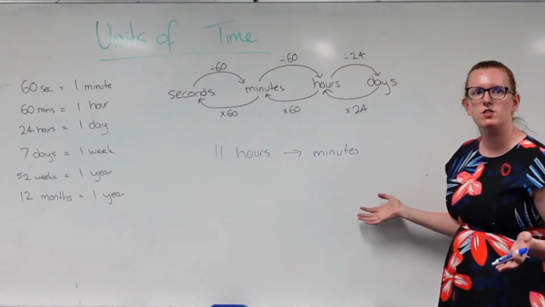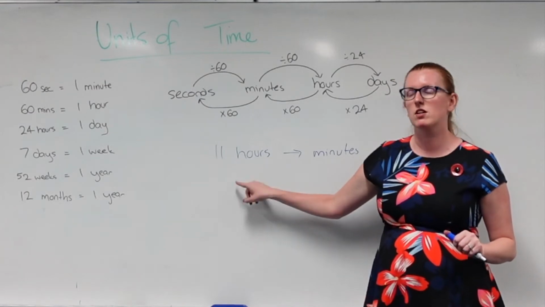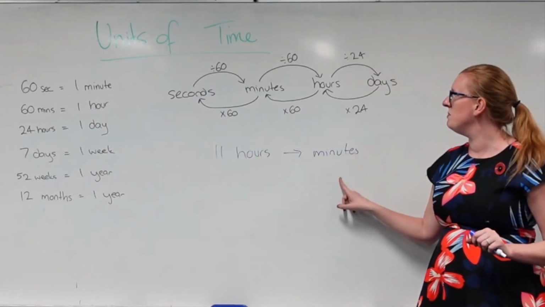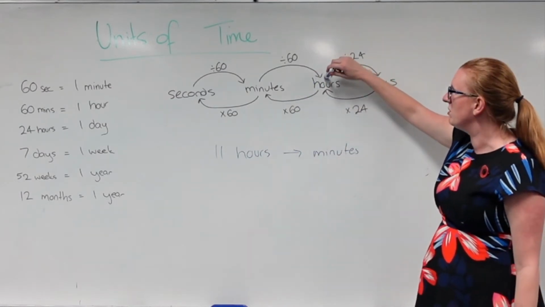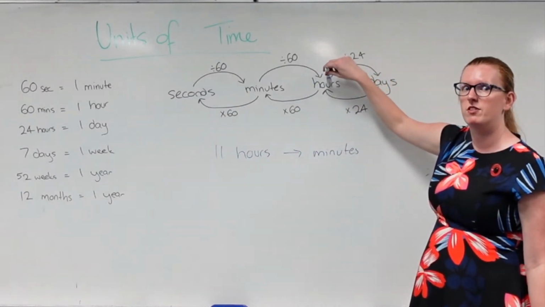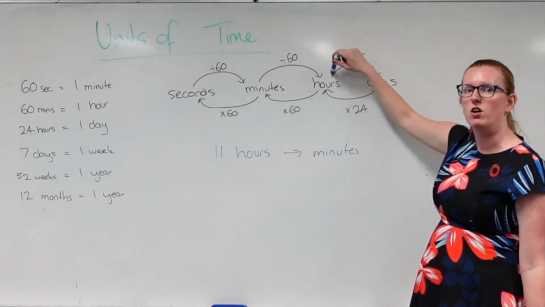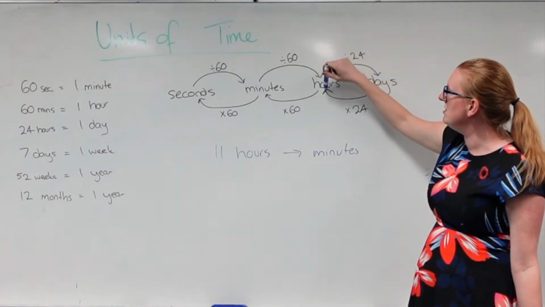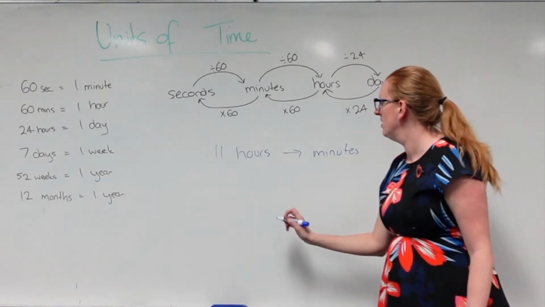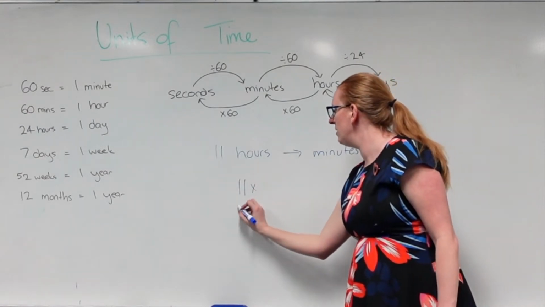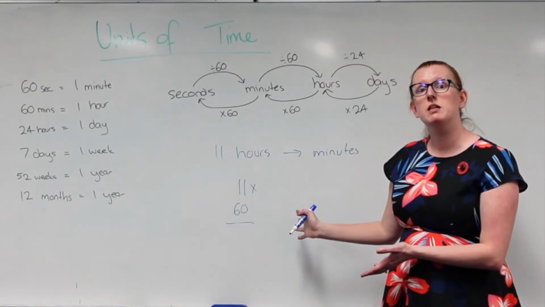So I want to know how many minutes there are in 11 hours. So I've got to convert 11 hours to minutes. What I'm going to do on my diagram is find hours, and I've got 11 of them. And I want to turn my hours into minutes. So I'm going to follow the arrows. So 11 hours, to get to minutes, I'm going to be timesing by 60. So I'm going to go 11 times 60. Then I'm going to do that multiplication.